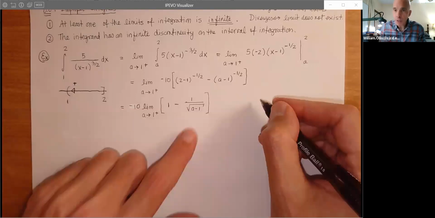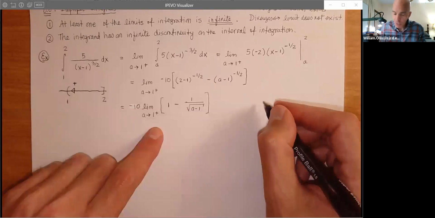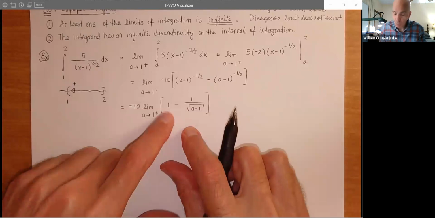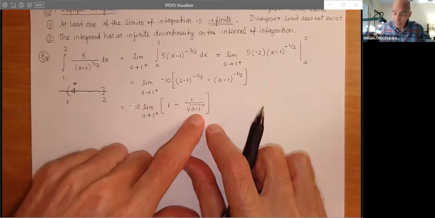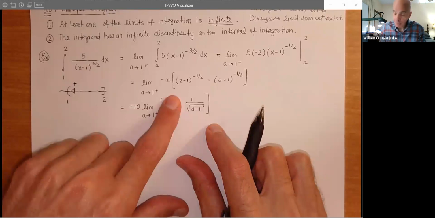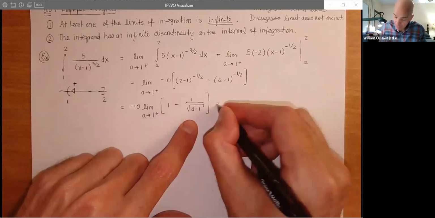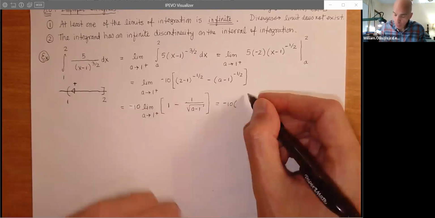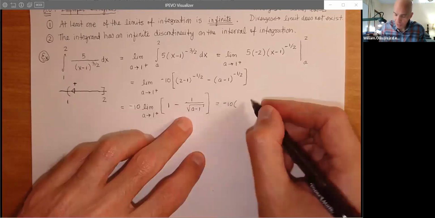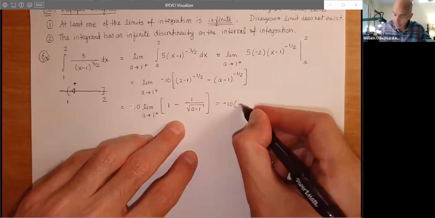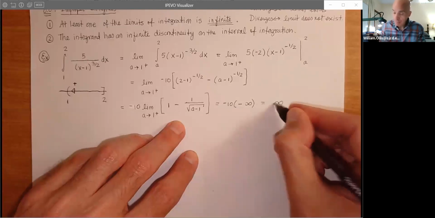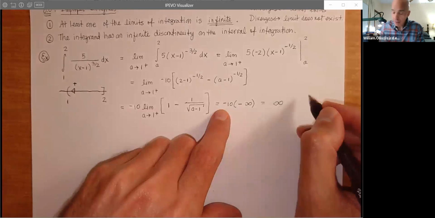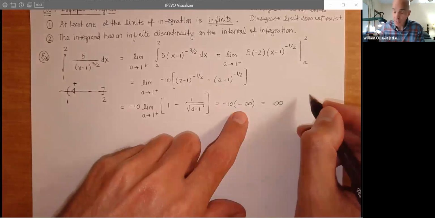Now we have a nice function of a, and we can apply the limit. But notice this is fixed, so the limit of the 1 as a approaches 1 from the right is 1. But again, what we notice is that this becomes infinite as x approaches 1. This actually diverges to infinity. So we get -10, and we're like, okay, that's going to swallow that up. So this is basically -infinity, and this just gives us infinity. It's just like a negative number times -infinity gives us positive infinity.